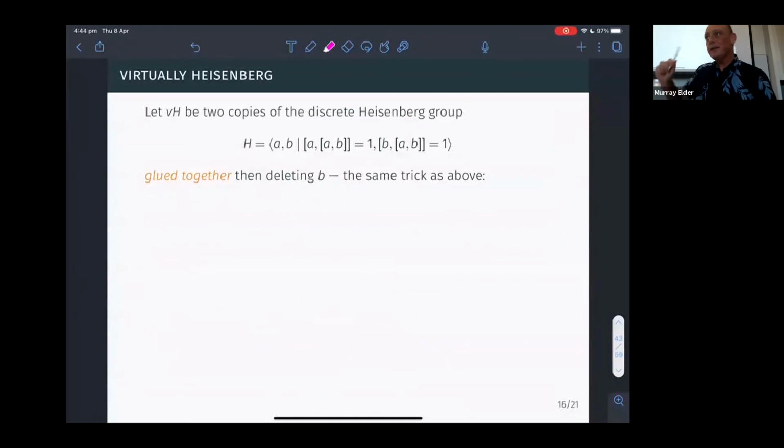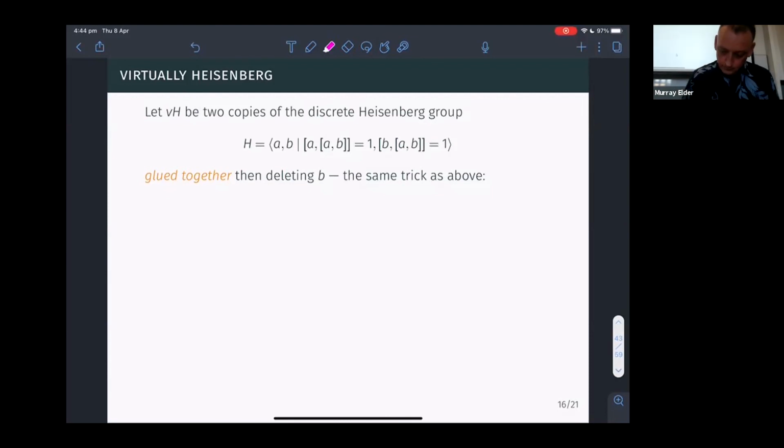So let me answer this question. No, it's not all there is. And this is another recent thing that I did with Alex. Well, I tried to distract him from his big paper and said, oh, let's play this game. So I wanted to just copy my one trick. Take the Heisenberg group, and that's the presentation for it. Same matrices that I had at the beginning. And I want to glue them together and delete the B. I'm pretty naive. I just want to do exactly the same thing as before.